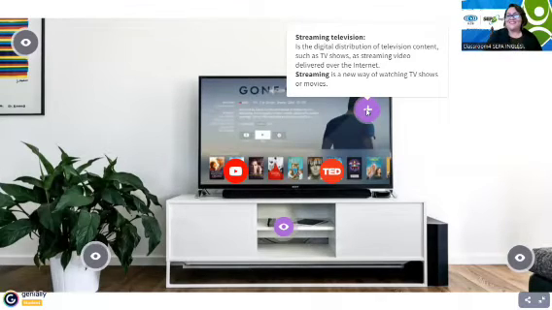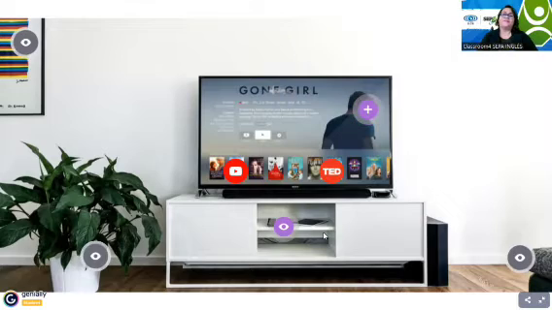Again, let's see. Streaming television is the digital distribution of television content, such as TV shows as streaming video delivered over the internet. Streaming is a new way of watching TV shows or movies. Interesting, very interesting. Okay, let's click on here.